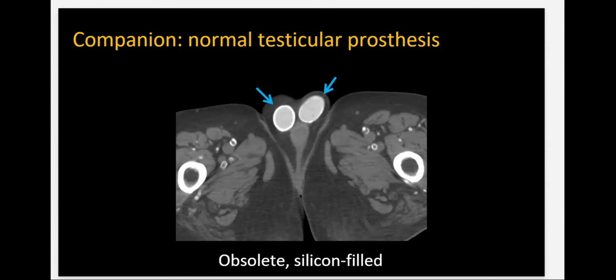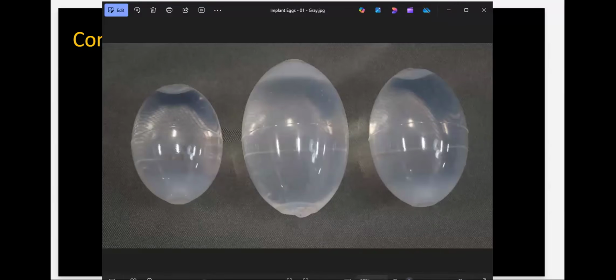Just to give perspective, that's how the implant looks, in different sizes. Interesting. Also interesting that they're different sizes. You can try to match it, I guess, to the other testicle.